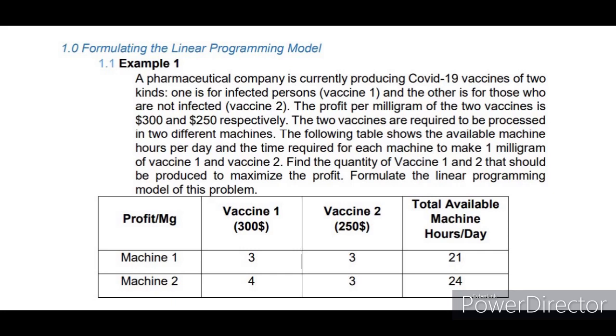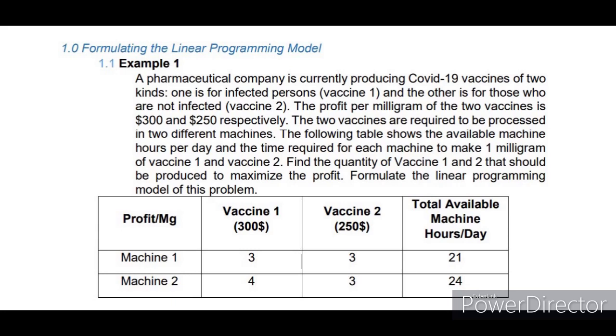A pharmaceutical company is currently producing COVID-19 vaccines of two kinds. One is for infected persons, vaccine 1, and the other is for those who are not infected, vaccine 2. The profit per milligram of the two vaccines is $300 and $250 respectively.